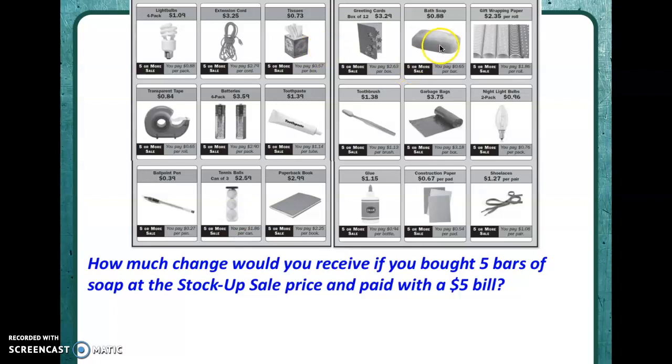Now, I have to remember, I'm now getting the sale price, so I'm paying 65 cents for each bar of soap. Now, I'm going to talk you through what I'm going to do, and then I'm going to go ahead and show you my work. I first have to figure out how much I need to pay. So I'm going to take 5 times 65 cents. Now, that's kind of difficult to do. So I'm going to show you how I'm going to set it up. After I do that, I'm then going to have to subtract how much that cost from $5 that I'm paying with. So let me show you my work.